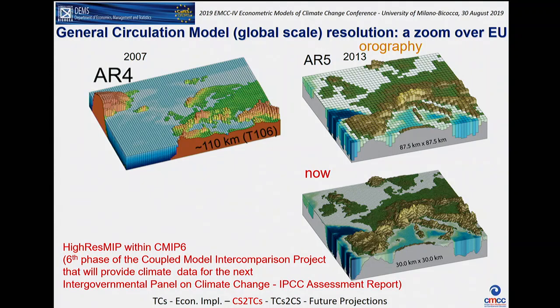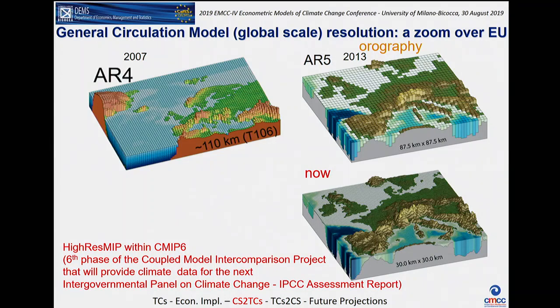But within CMIP-6, there is also a small MIP, the HighResMIP, where a few centers are participating, where just a few scenarios are presented, not the whole possible matrix of scenarios, with a resolution of the order of 1/4 of a degree. So we are going to have 0.25, that is something like 25 kilometer resolution results within CMIP-6. And this is very important for my research, because at this resolution, we are able to represent category 5 hurricanes and typhoons. This is the first time.